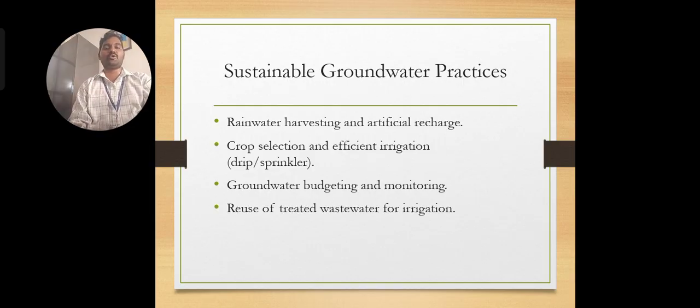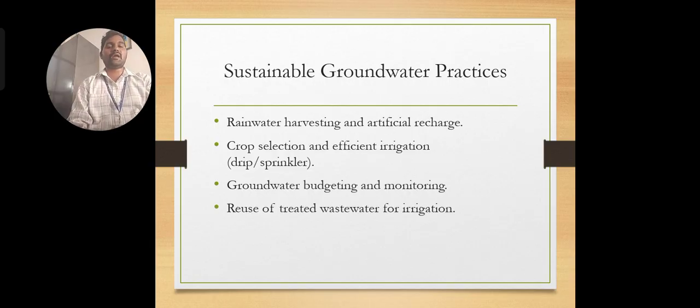That means what is the amount of water we have, that kind of monitoring, and what is the amount of water we are getting. Likewise, if we are monitoring, it can also give a good result. And then after monitoring, we need to go for budgeting. I will give one example regarding that, though it's not groundwater, but it illustrates budgeting.